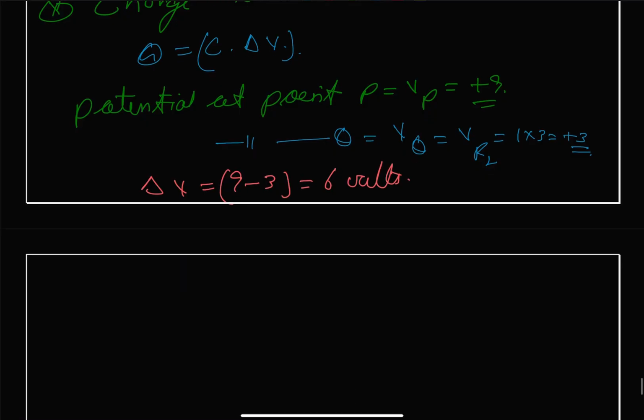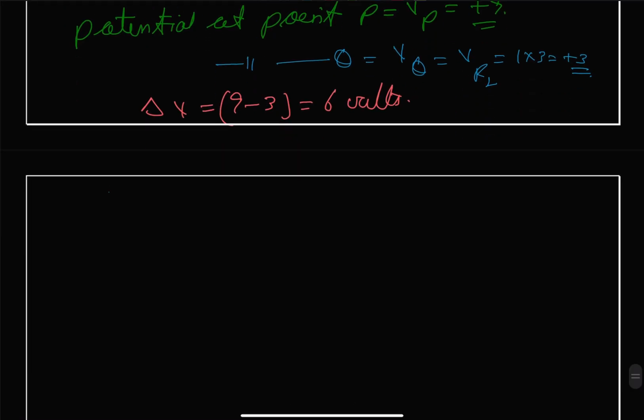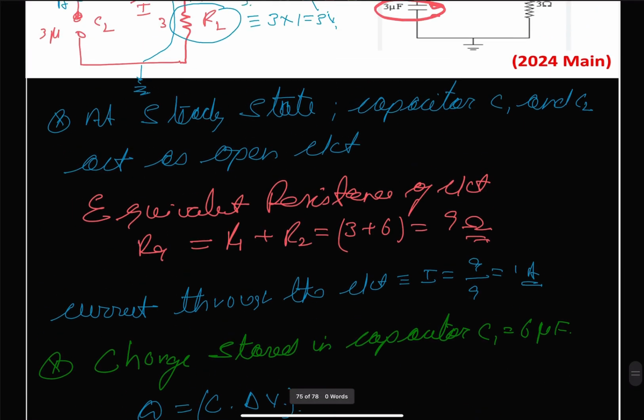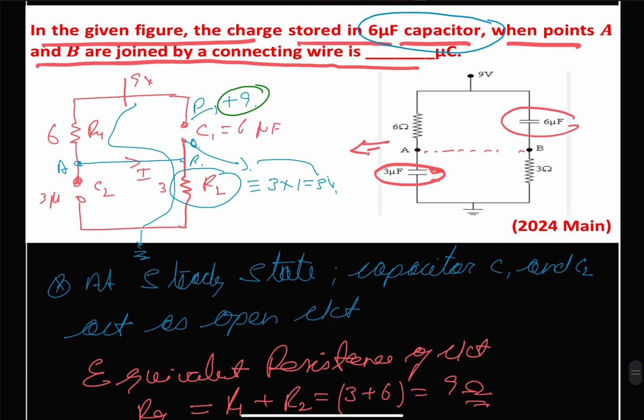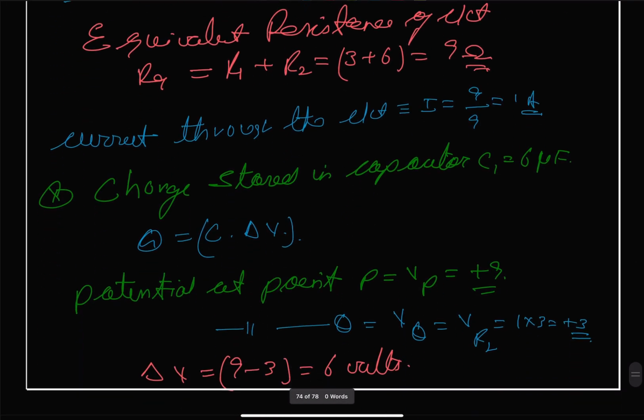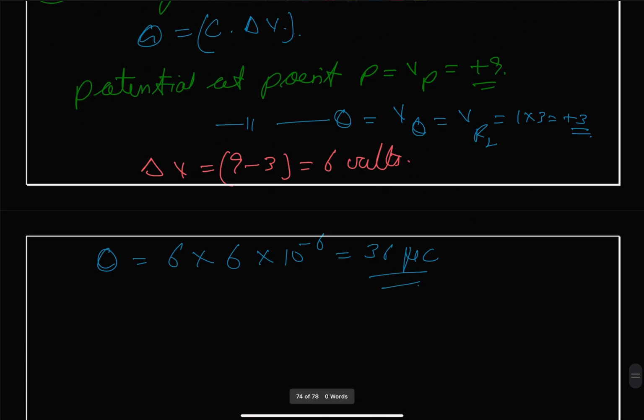So we get the charge Q. Capacitance is given to us as 6, so this comes as 6 multiplied by 10 to the power minus 6, giving us 36 microcoulomb. So the answer is 36 microcoulomb. I think this completes.